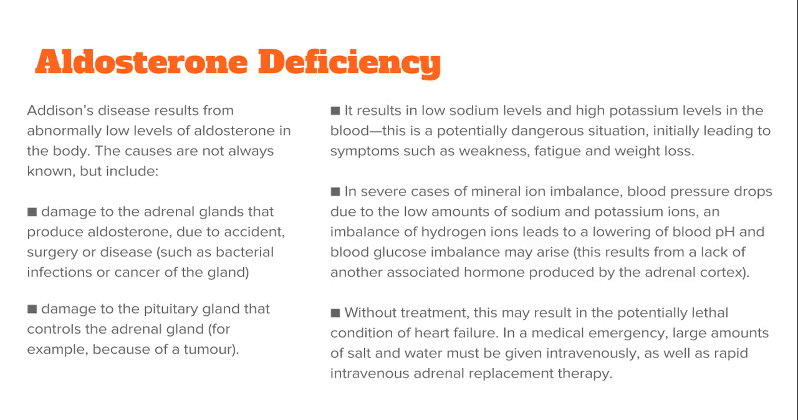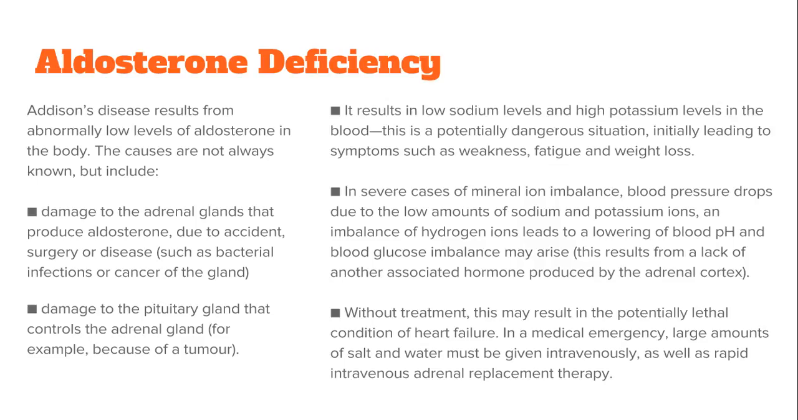So the dot point tells us that we need to investigate what happens when there's an aldosterone deficiency. The disease which results from aldosterone deficiency is called Addison's disease, and sometimes it's because the adrenal glands can't produce the hormone. Sometimes it's due to an accident or disease. Sometimes the pituitary gland isn't able to send the message to the adrenal gland for production. Because of that, it can result in low sodium levels in the body.